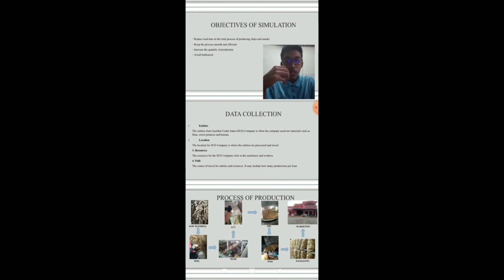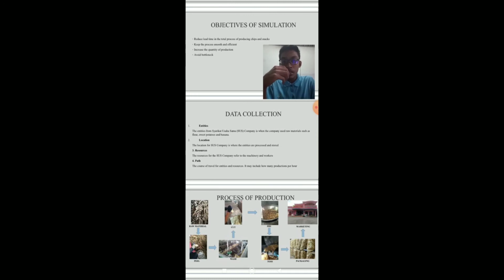Next, for the resources. The resources for the SUS company refer to machinery and workers. By using machinery, the production will be more consistent, faster, and more efficient. They not only depend on machinery but also need workers, which is manpower, because they must have manpower to control the machinery.